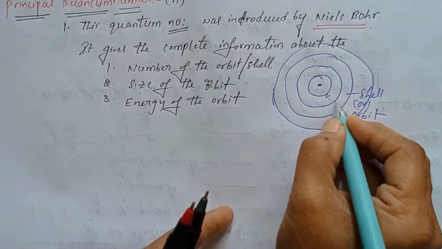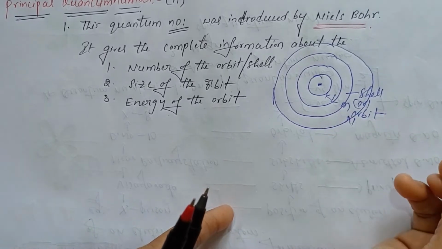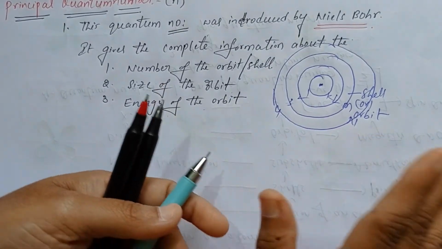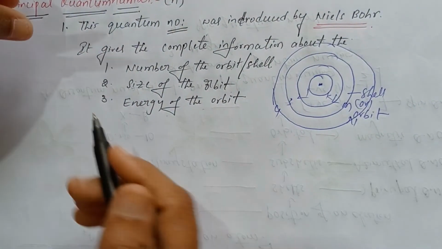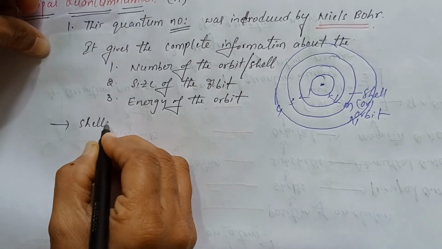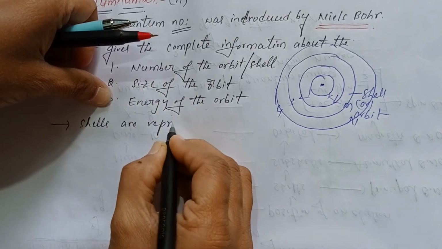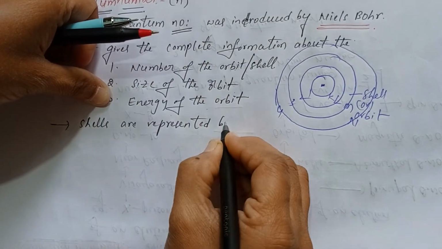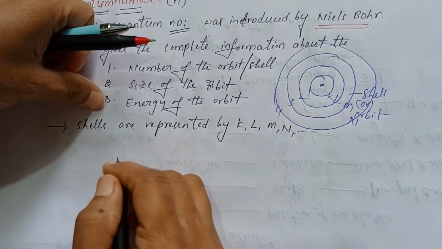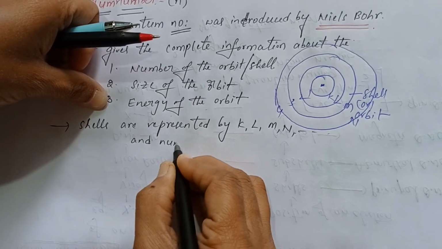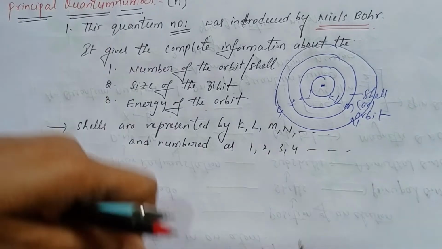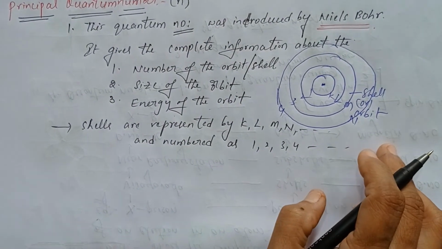This is K shell, this is L, this is M, this is N shell. These are numbered as 1, 2, 3, 4. Understanding, students? That is the number of the orbit. So the values of n are taken as, that means the shells are represented by K, L, M, N and so on, and numbered as 1, 2, 3, 4 and so on.